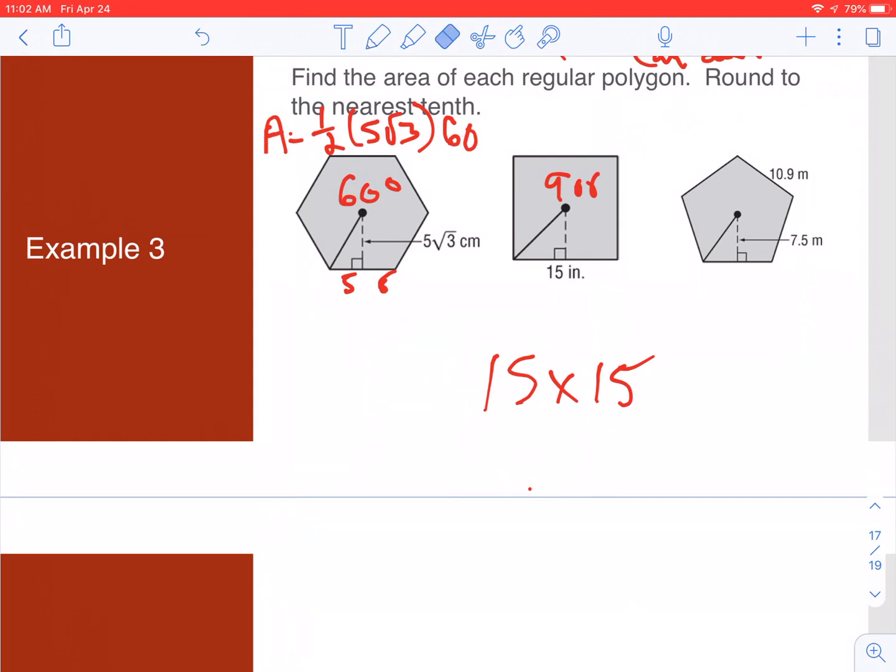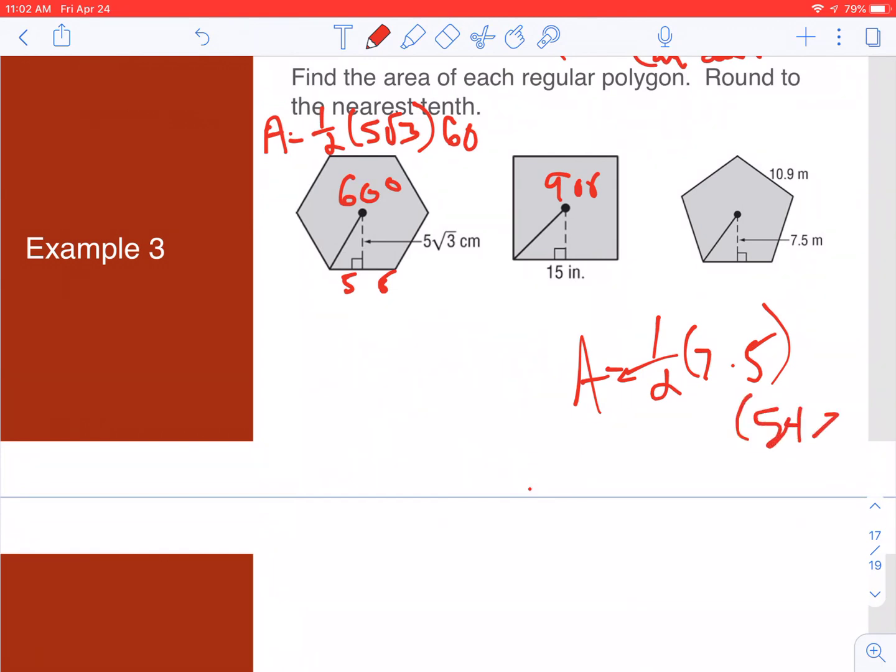Okay, our last one here is a pentagon. Okay, guess what? I don't need to know the central angle. I already have the apothem, 7.5. And the perimeter, 10.9 times 5. 10.9 times 5 equals 54.5, times 7.5. Sorry, it's a little sloppy. But if you already have that, you don't have to do trig. You can just solve. So those are kind of some shortcuts that you can use.